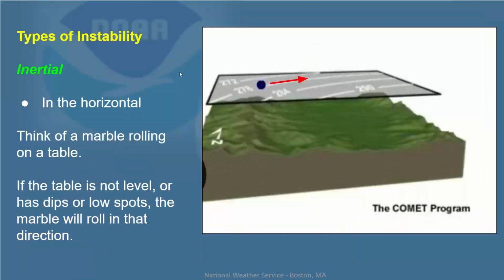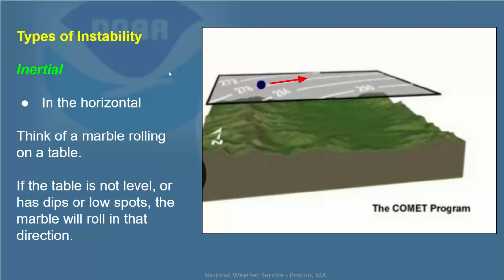Then we have something called inertial, and that's in the horizontal. Think about a marble rolling on a table. If the table isn't level, or has some dips, bumps, or low spots, the marble is going to roll in that direction since it's not completely flat. That's how the atmosphere kind of works. There are dips where it's cooler and bumps where it's warmer, so the air can either sink or rise a little depending on the distribution of temperature.